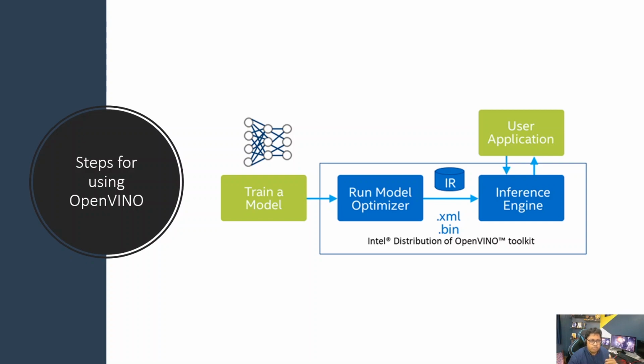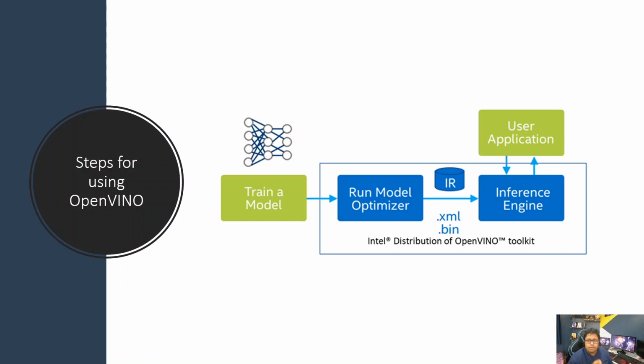The IR consists of two files, and these two files act as a black box and a core component for the inference engine. Our user application, the main application which we want to develop, finally interacts only with the inference engine, and the inference engine feeds on the XML and bin file for the data that is required. So essentially, you have the user application, it interacts with the inference engine, and that's it. That's what OpenVINO targets.